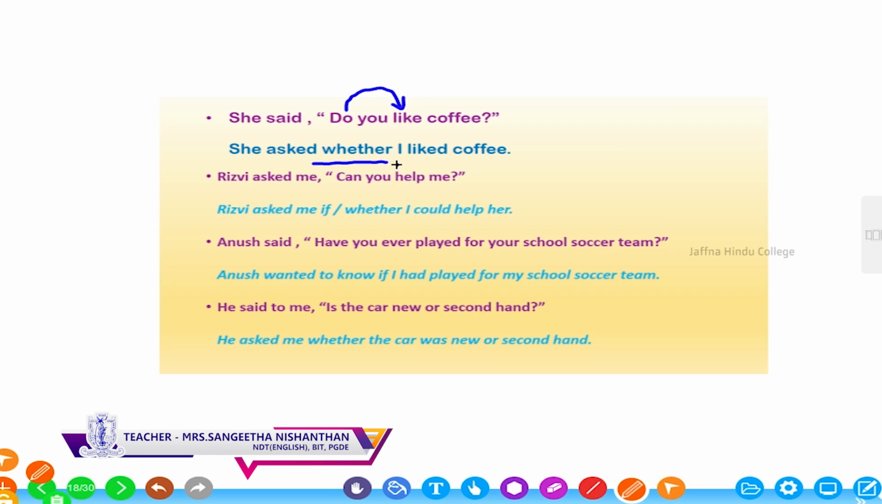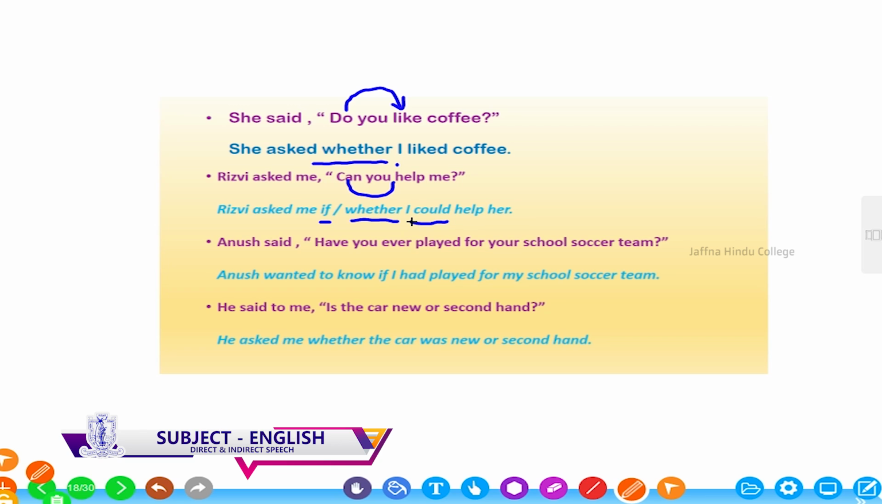The second one, Rizvi asked me, can you help me? The question is asked toward me. So Rizvi asked me, we can use if or whether. The can goes after the subject, and now the subject is changed, the you is changed as I, and the can is changed as could. The past of can is could. Help. The me denotes Rizvi, so the pronoun changed, me is changed into her.